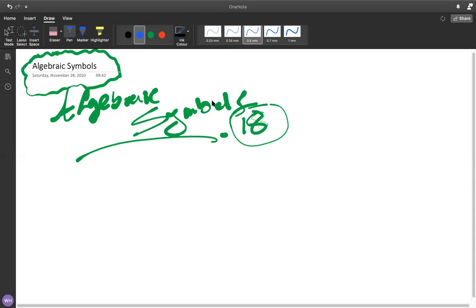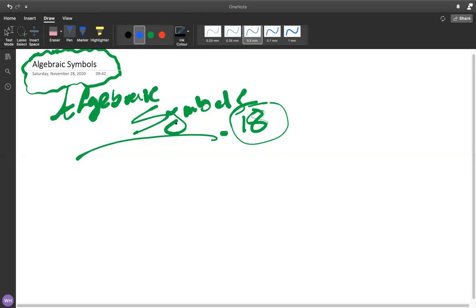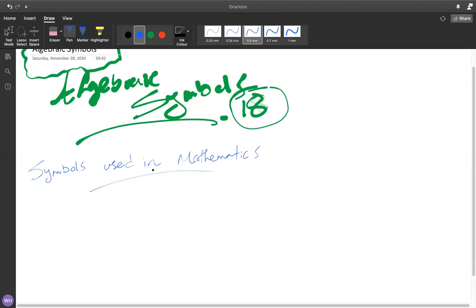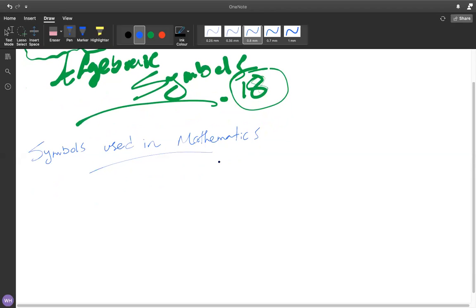Okay, so before discussing algebraic symbols, we will learn about some of the symbols that we generally use in mathematics. Okay, so all of you write a subtopic: symbols used in mathematics. This is the first subtopic under this lesson: symbols used in mathematics.